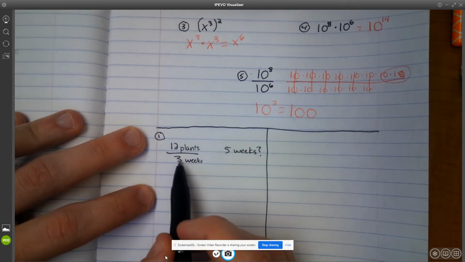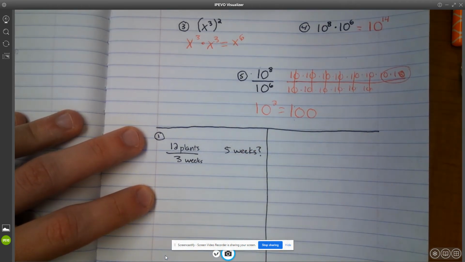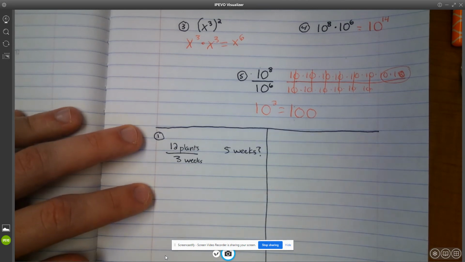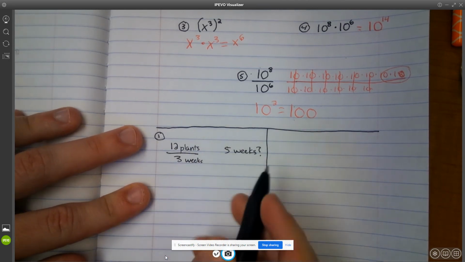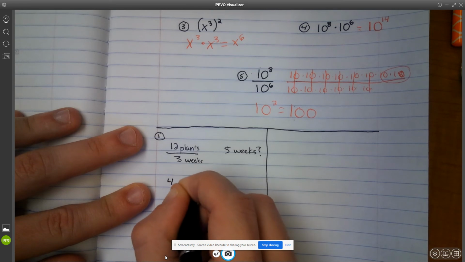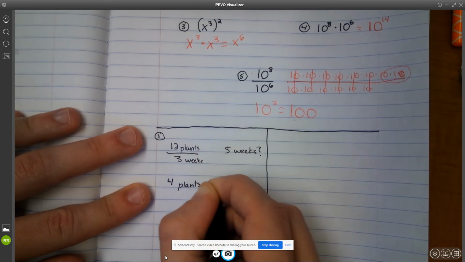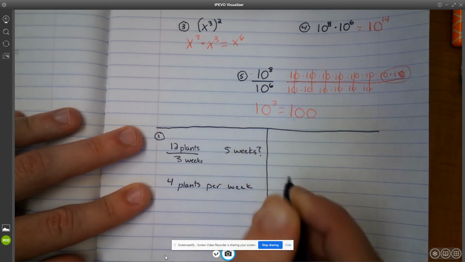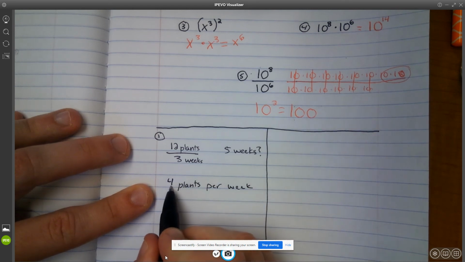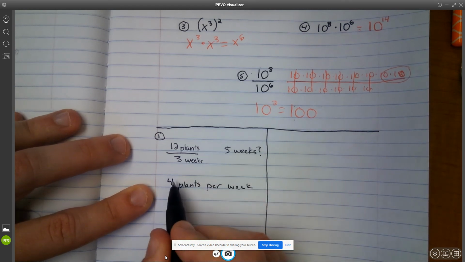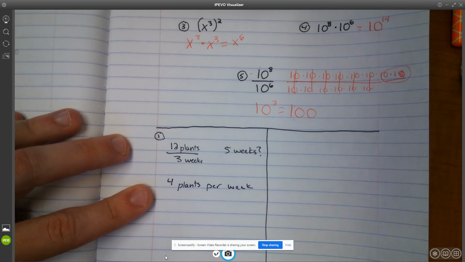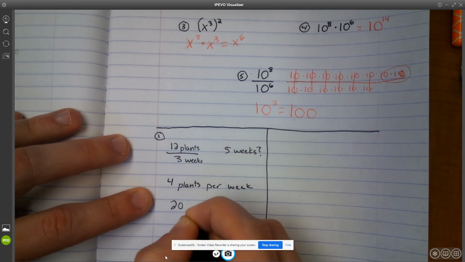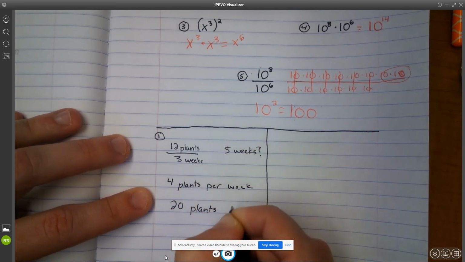Okay. Well, 3 times something doesn't give us 5. So we need to figure out what the unit rate is, or what 1 week would be. So 12 divided by 3, well, that would be 4 plants in 1 week, or 4 plants per week. Hopefully by now you've kind of figured that out. If we have 4 plants per week in 5 weeks, we're going to go 4 times 5, or 4, 4, 4, 4, 4, and that would give us 20 plants.